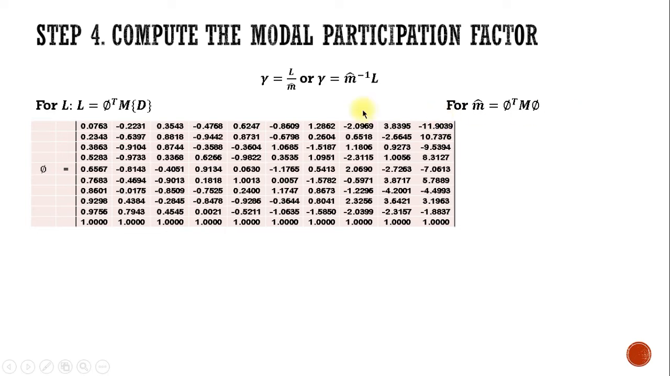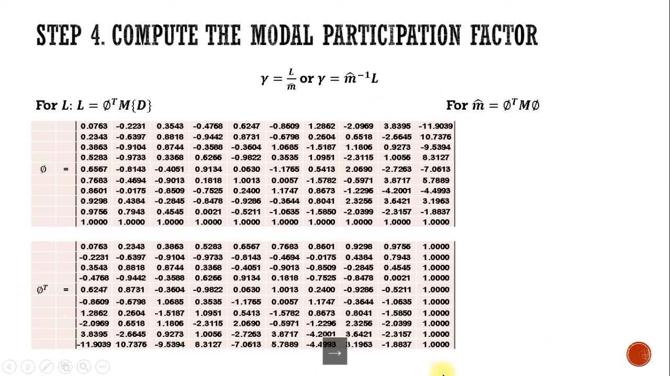Since we need the transpose of the mode shape matrix in our computation, we transpose it. The original columns of the mode shape matrix become rows in the transpose. For our directional displacement unit vector, this is its value: 1, 1, 1, 1, 1 up to 10. This means we consider the directional displacement in all stories.